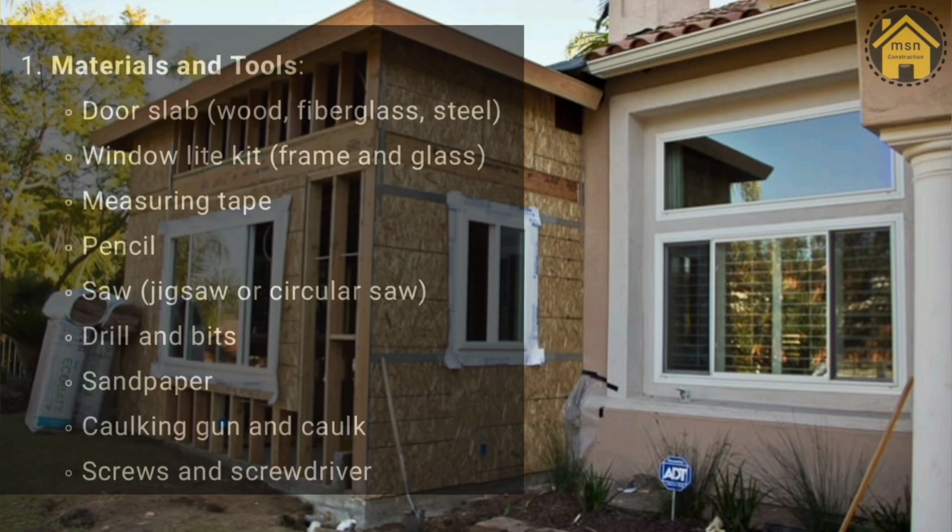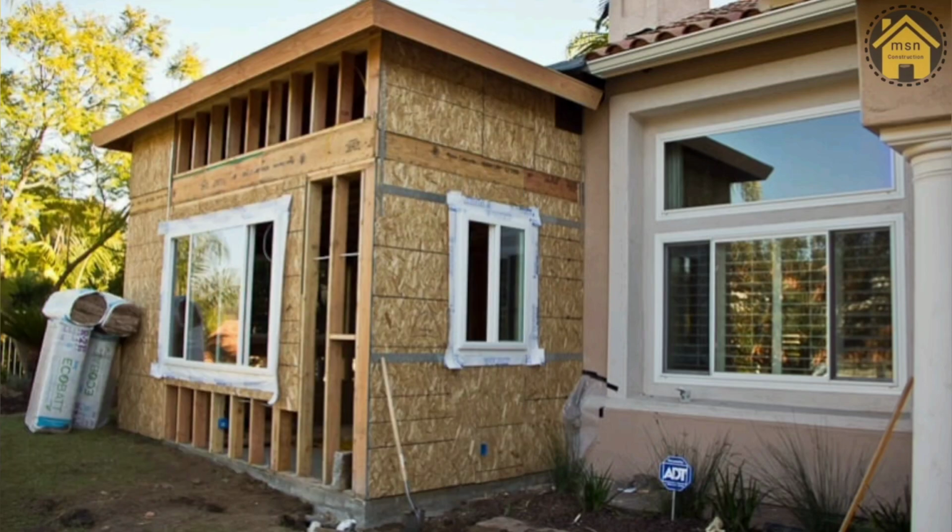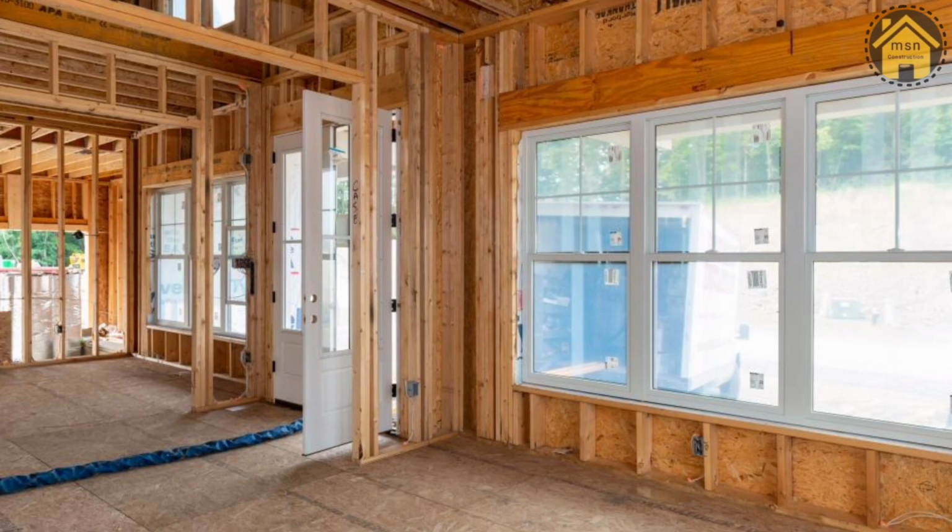Materials and tools. Door slab: wood, fiberglass, steel. Window light kit: frame and glass. Measuring tape, pencil, saw, jigsaw or circular saw. Drill and bits, sandpaper, caulking gun and screws and screwdriver.